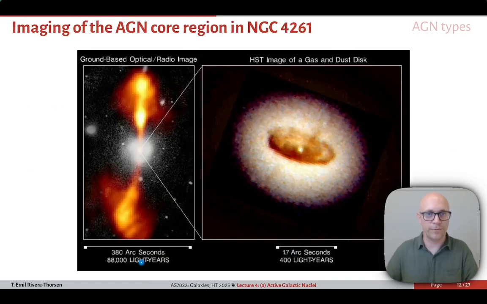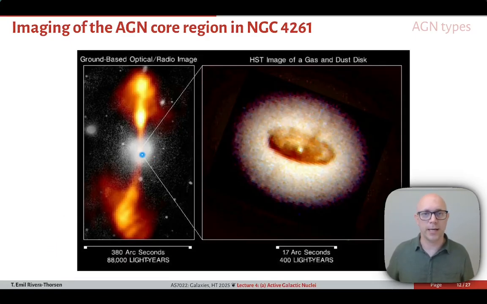Just a little bit for fun, we can take a look here at the imaging of an AGN core region in the galaxy NGC 4261. This galaxy has here been imaged with ground-based optical and radio imaging. And as you can see, this is a huge structure. Here is the galaxy, which is an elliptical galaxy from the look of it, with these very strong, very bright radio lobes coming out in both ends.